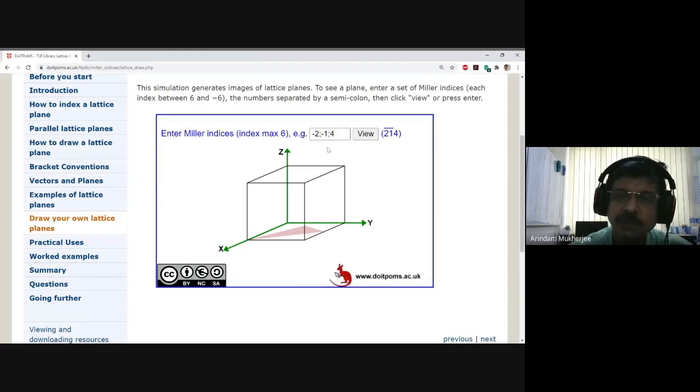Now, what is the plane? Minus 2. That means minus half. That is minus x. Minus half will be here. Right there. Then minus y. So minus 1 by 1 is minus 1. So I will have minus 1 here. Z is 4. That means 1/4. So I will have it here. So that's the plane. Not that difficult.